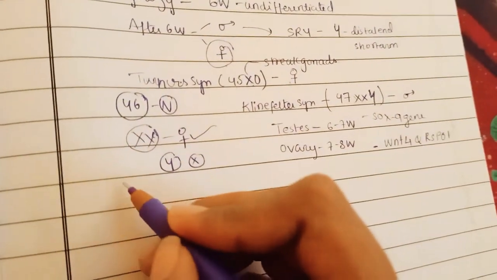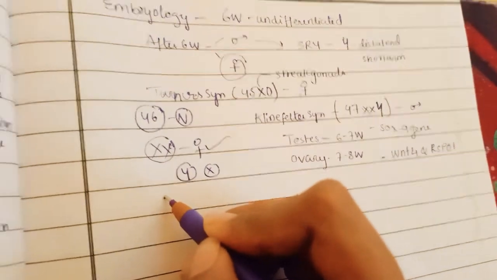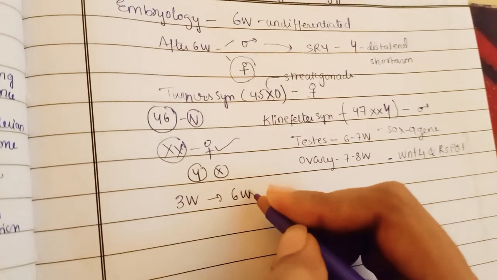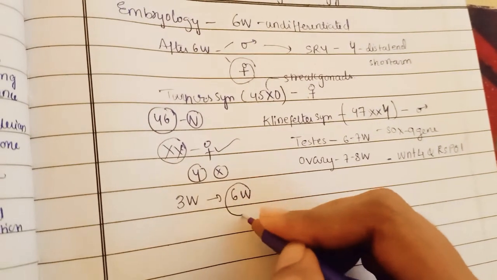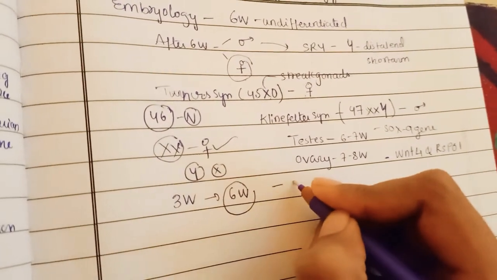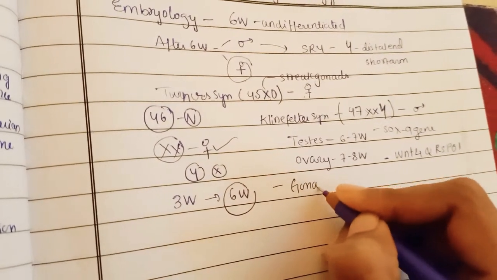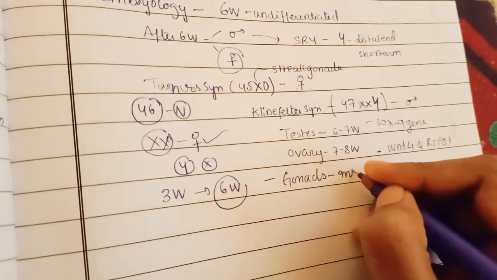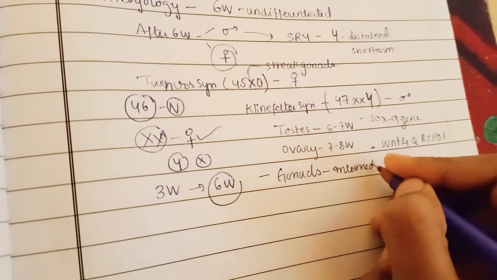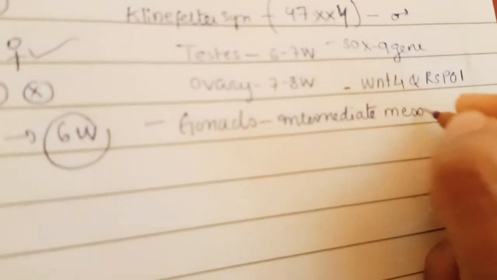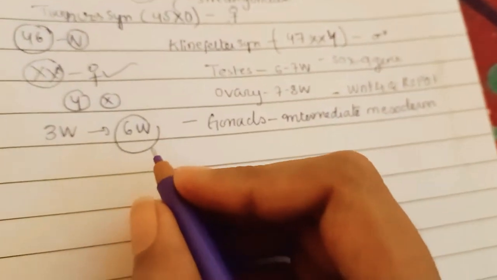Now gonads are formed from the genital ridge. We know that germ cells reach the yolk sac in 3 weeks, and by 6 weeks they go to the genital ridge, right? So the gonads are formed from the genital ridge, which is derived from intermediate mesoderm. So the point you need to write here is that gonads are derived from intermediate mesoderm.